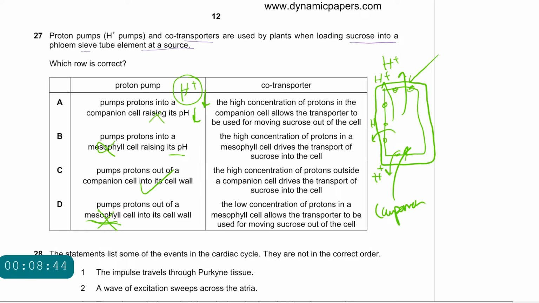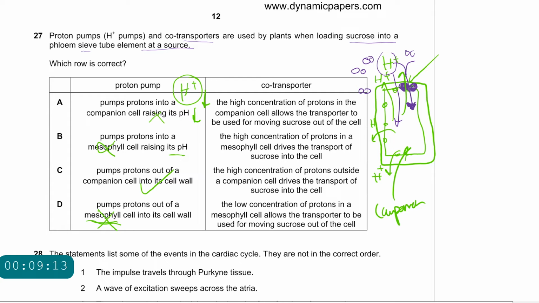Co-transporter. Now what the co-transporter does is there are sucrose at the outside of that companion cell. What happens is both H+ ions and sucrose go back inside the companion cell through a co-transporter protein by facilitated diffusion. Sucrose goes against the concentration gradient and H+ ions go down the concentration gradient. So let's start with the first one.